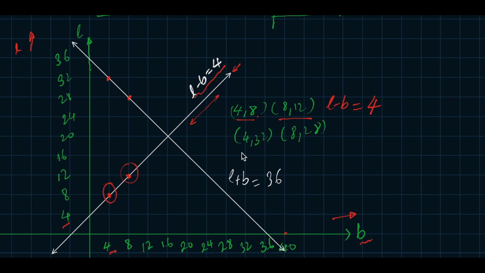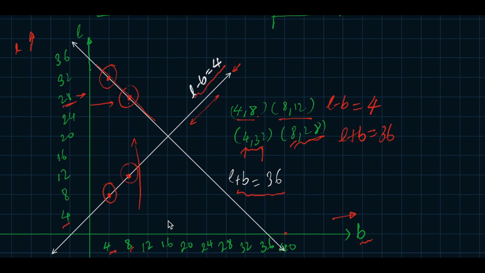Now our second points are 4 comma 32 and 8 comma 28 for the line L plus B equals 36. So for x equals 4, y is 32. This is our first point. Now our second point is 8 comma 28. So for x equals 8, the value of y is 28. Since this is 28, so this is the y. This is the point. Now you can join these 2 points and you will get this line, which is L plus B equals 36.